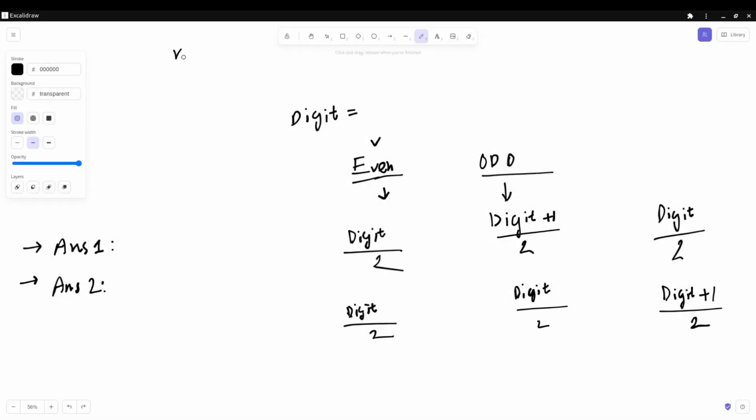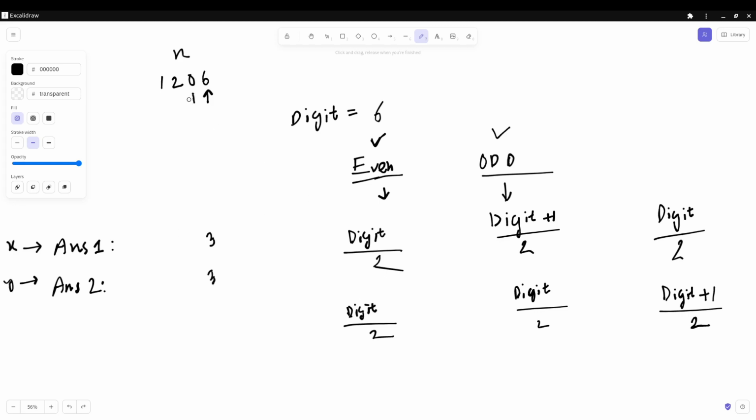Suppose our n is 1206. We extract the digits of n from right to left. The first digit is 6. If the digit is even, then we use this formula; if it's odd, then we use the odd formula. So 6 is even, that's why the formula is digit by 2 and digit by 2, which means 6 by 2 equals 3. So we give this 3 to x and y. Answer 1 means x and answer 2 means y.